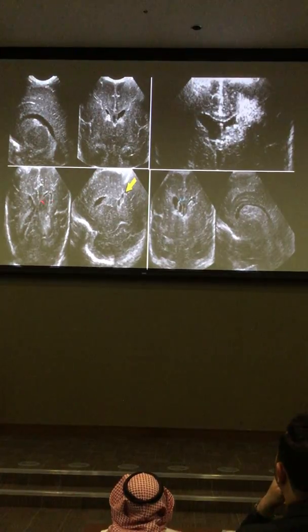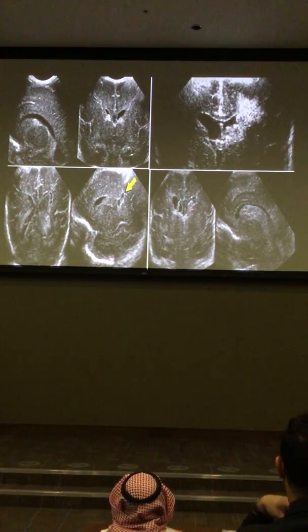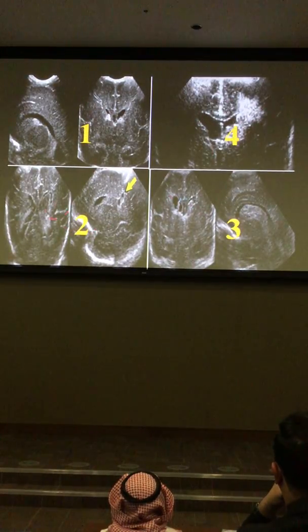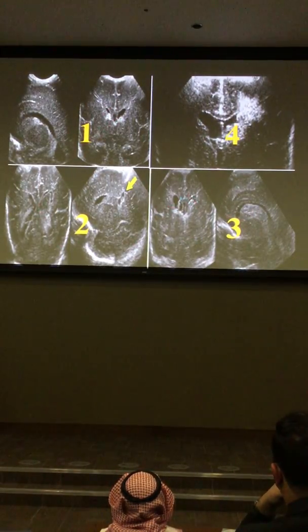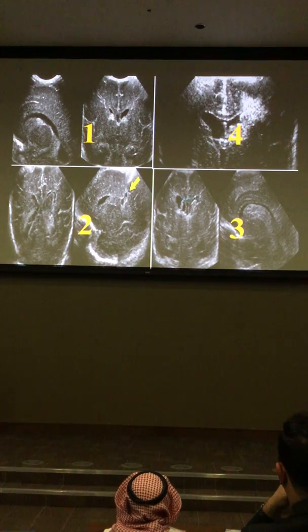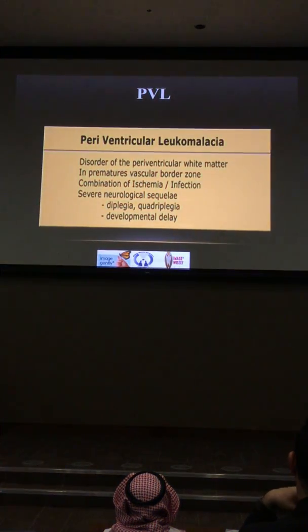Yeah, so this is dilatation. And here? No, this is dilatation here. And this is basically grade 4. So this is grade 2. You have intraventricular hemorrhage, but there is no dilatation. This is grade 1. This is with dilatation. And this is grade 4, extending to the brain.